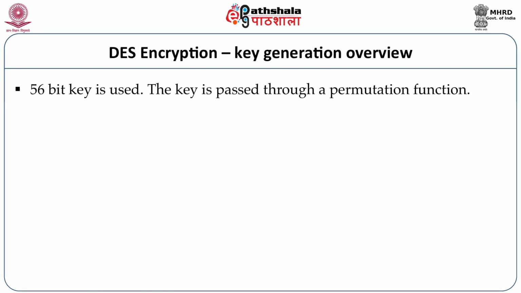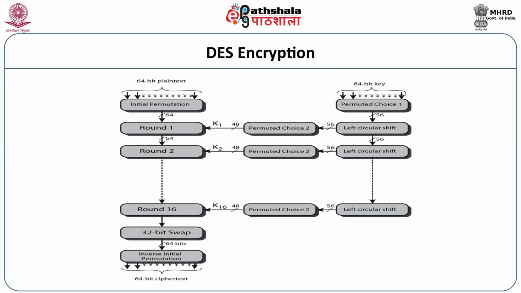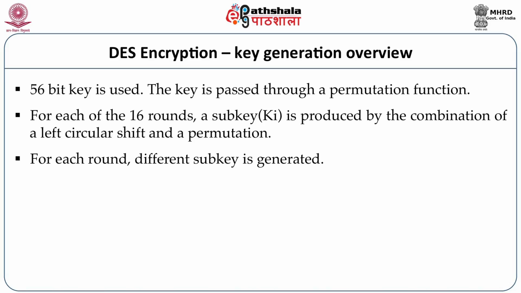We want to check how key generation is done. So a 56-bit key is used. The key is passed through a permutation function. For each of the 16 rounds, a subkey is produced. We will call it K1, K2, K3, up to K16. We will denote it by suffix Ki, where i denotes the round number. From the block diagram, it is clear that a combination of a left circular shift and a permutation creates the 16 keys. And for each round, we are using a different subkey.